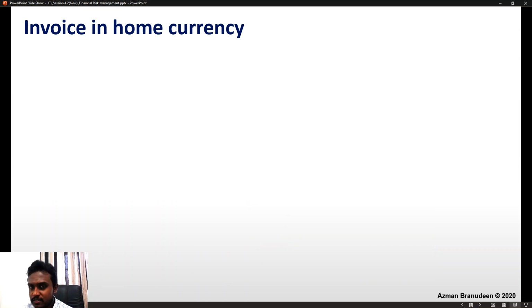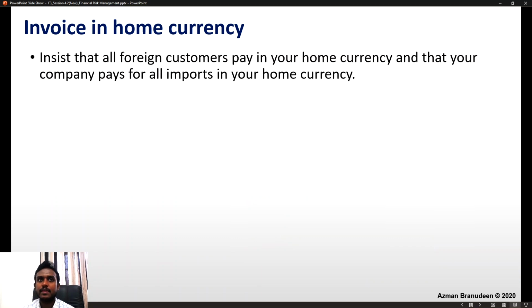First one, invoicing in home currency. Insist that all the foreign customers pay in your home currency and that your company pays for all imports in your home currency. So I mean, my payment gateway is in USD, so it's not really a hedge. I mean, not that I would have preferred to charge in the local currency, but it's more of a facilitating matter.